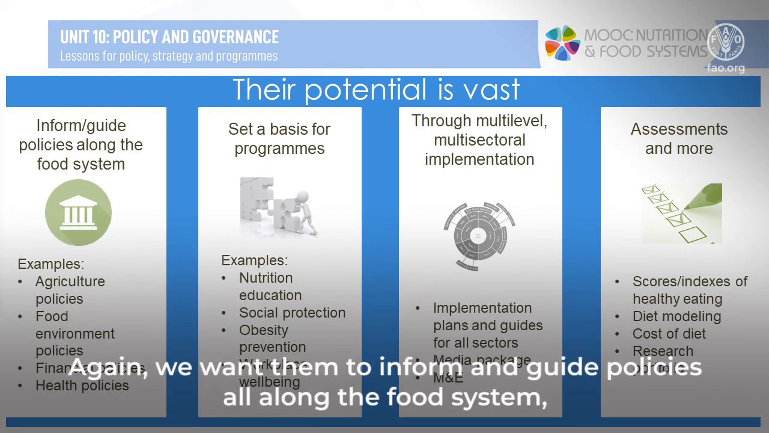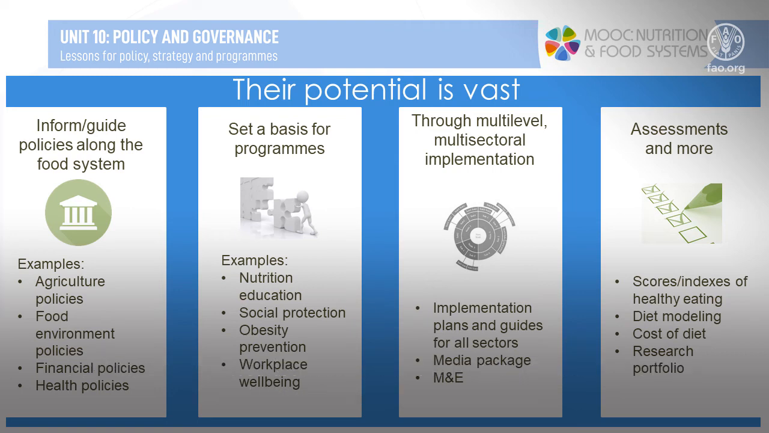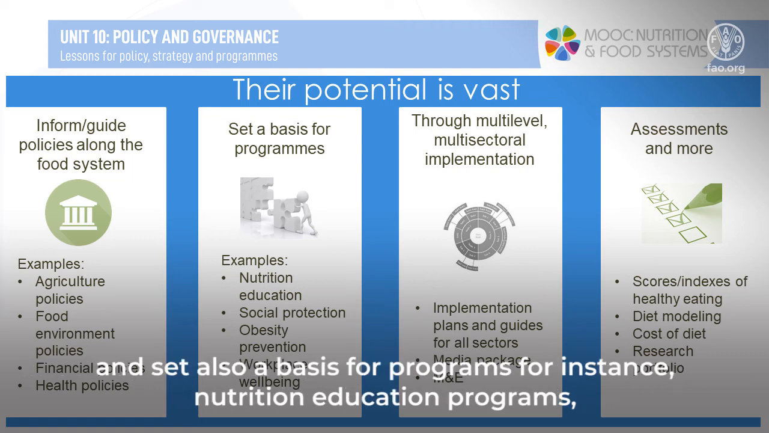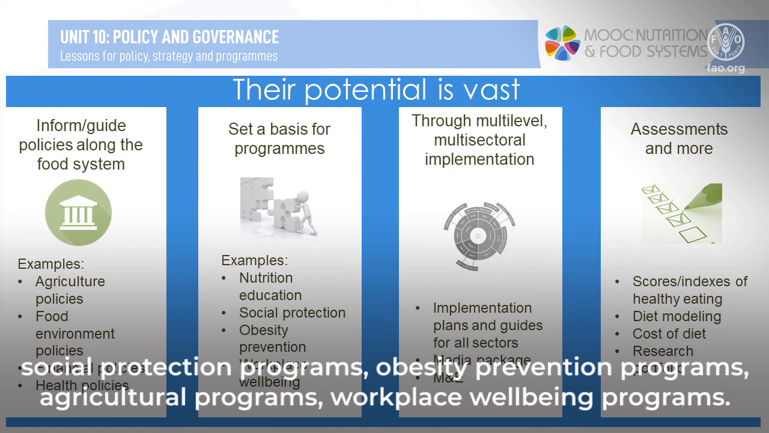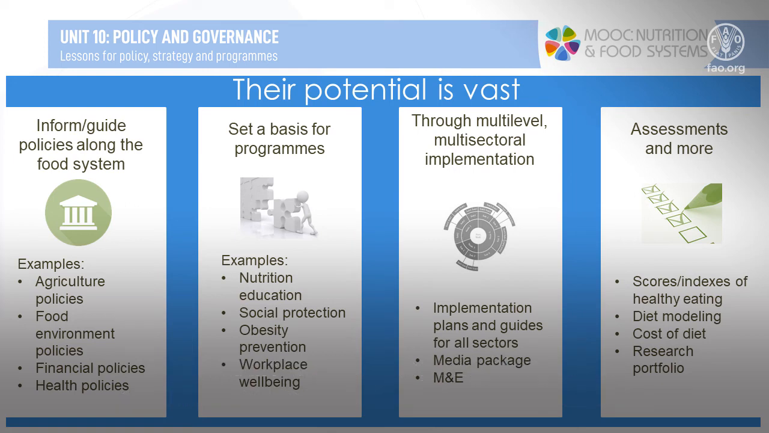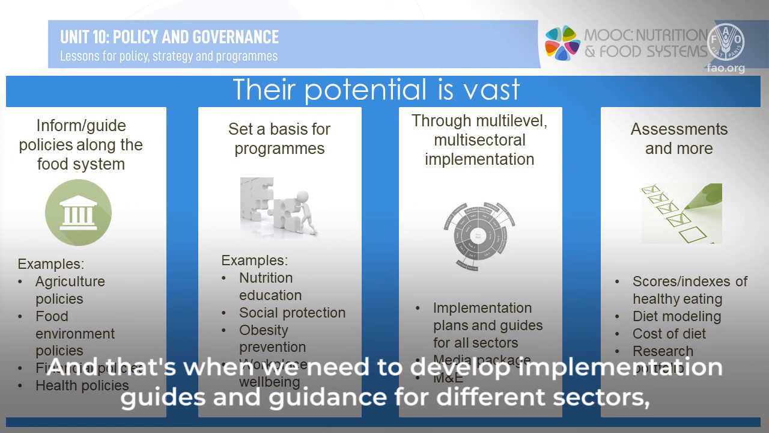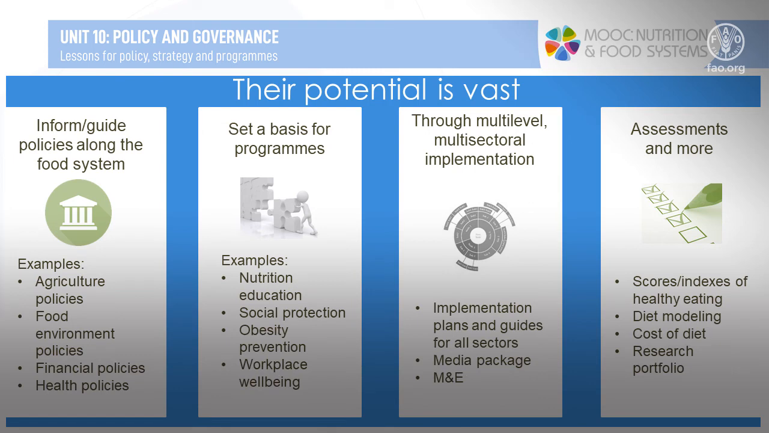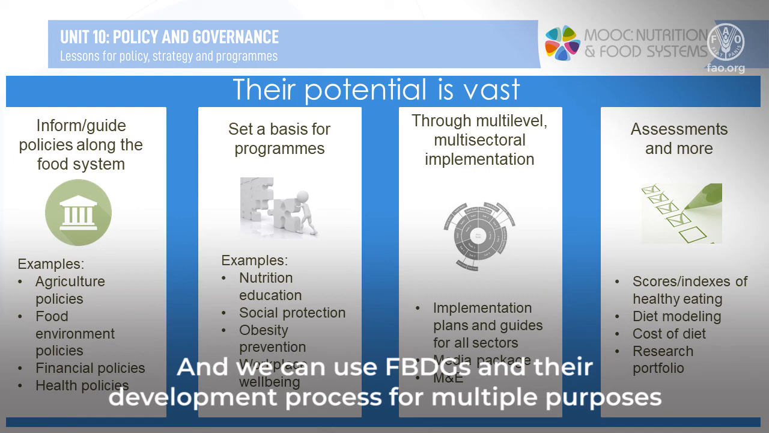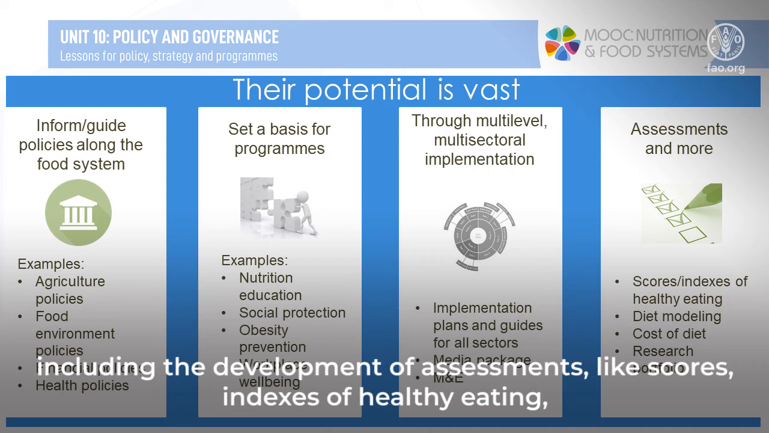If we want FPDGs to inform and guide policies all along the food system, including agricultural policies, food environment policies, financial policies, health policies, and set also a basis for programs, for instance, food and nutrition education programs, social protection programs, obesity prevention programs, agriculture programs, workplace well-being programs, and others, we want that to happen through this multi-level, multi-sectoral implementation. So involving others is quite important. And that is when we need to also develop implementation guides and guidelines for different sectors, media packages, monitoring and evaluation tools.